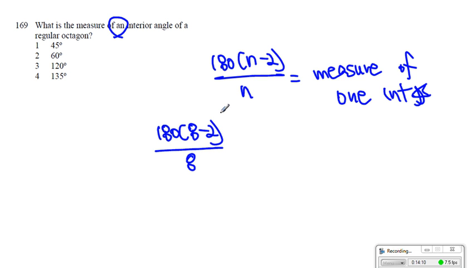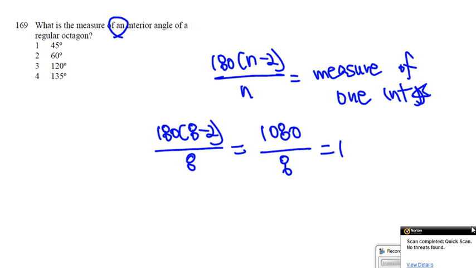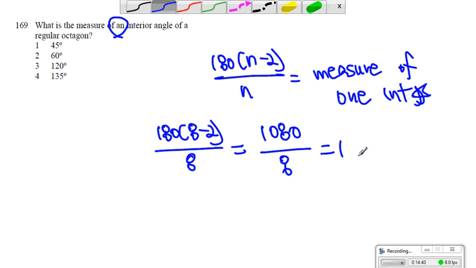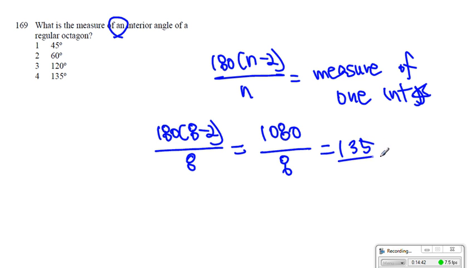Once you calculate this, this becomes 6. So 6 times 180 becomes 1080, so we get 1080 divided by 8. Now, once you divide this by 8, we end up getting 135. Therefore, our answer will be choice number 4.